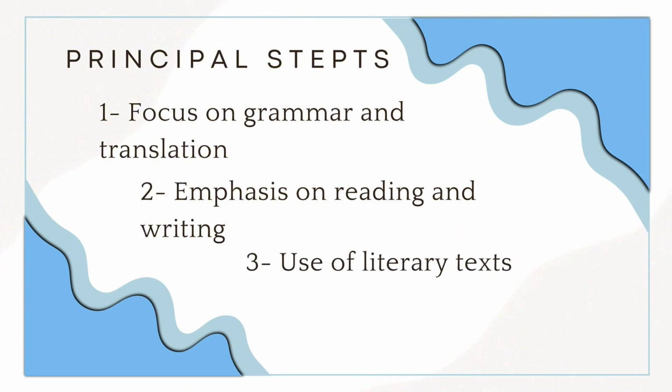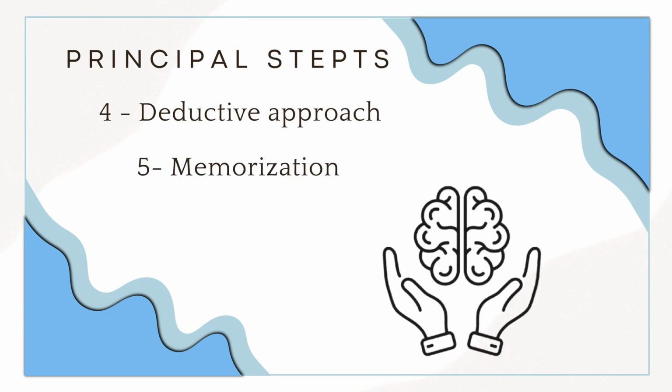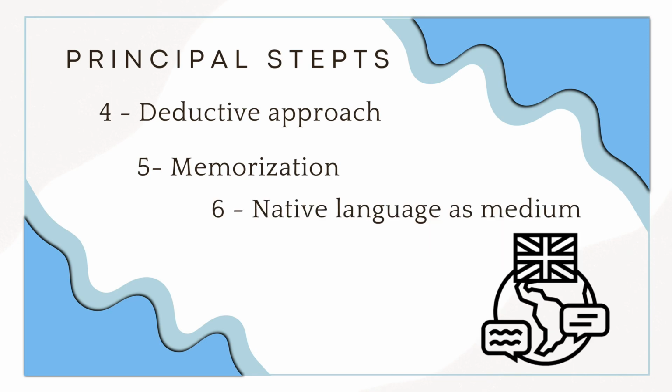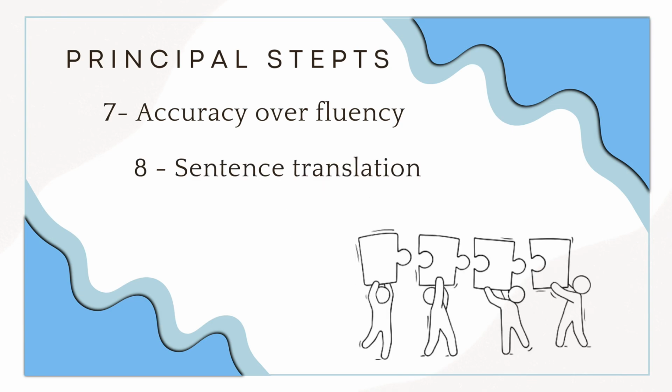The use of literary texts. The deductive approach, where grammar rules are taught explicitly and then applied to exercises. Memorization: students memorize vocabulary lists, grammar rules, and verb conjugations. Native language as a medium. Accuracy over fluency, where grammatically correct sentences are more important than fluent communication, plus sentence translation.